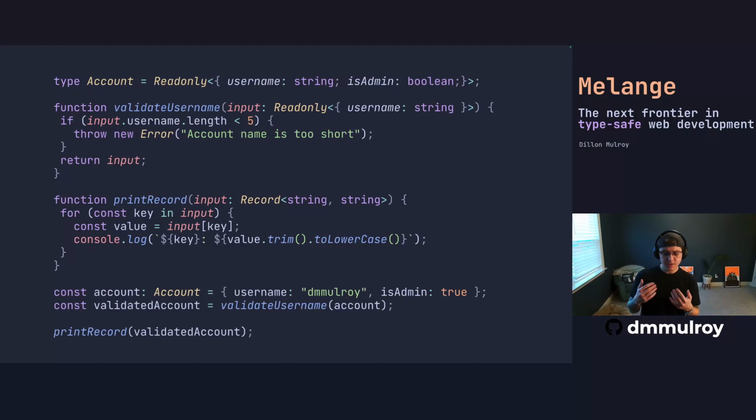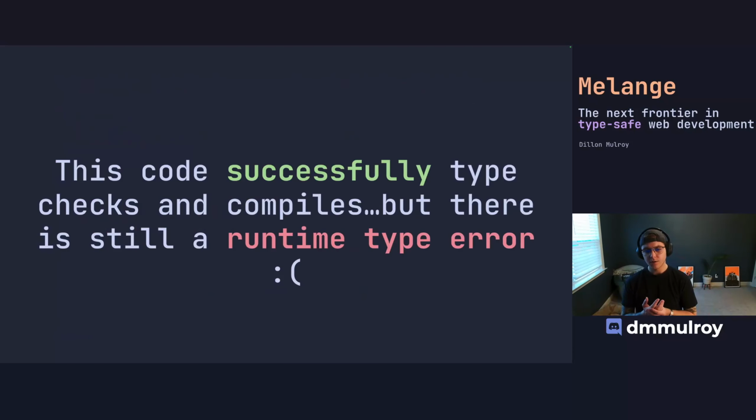And then let's imagine this bottom part of the code is our actual application, right? We create a new account, username Dillon Mulroy. We go validate the account, and then we just print the record. We pretty print it, right? So this code successfully type checks, even on the strictest settings of the TypeScript compiler, but there is still a runtime type error.